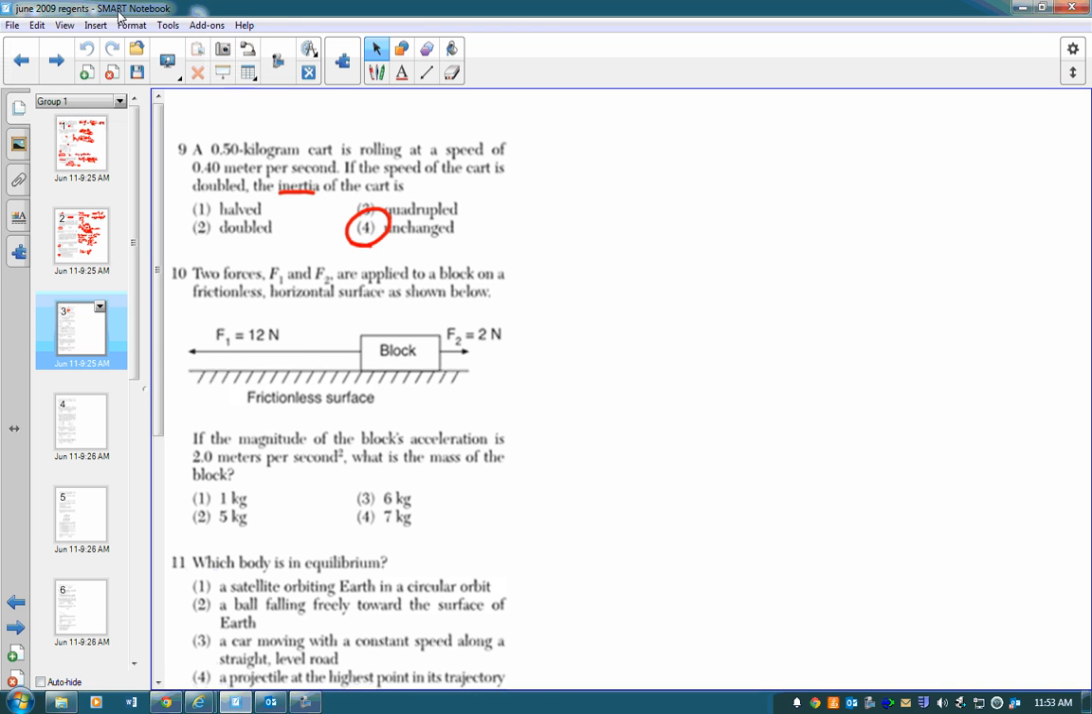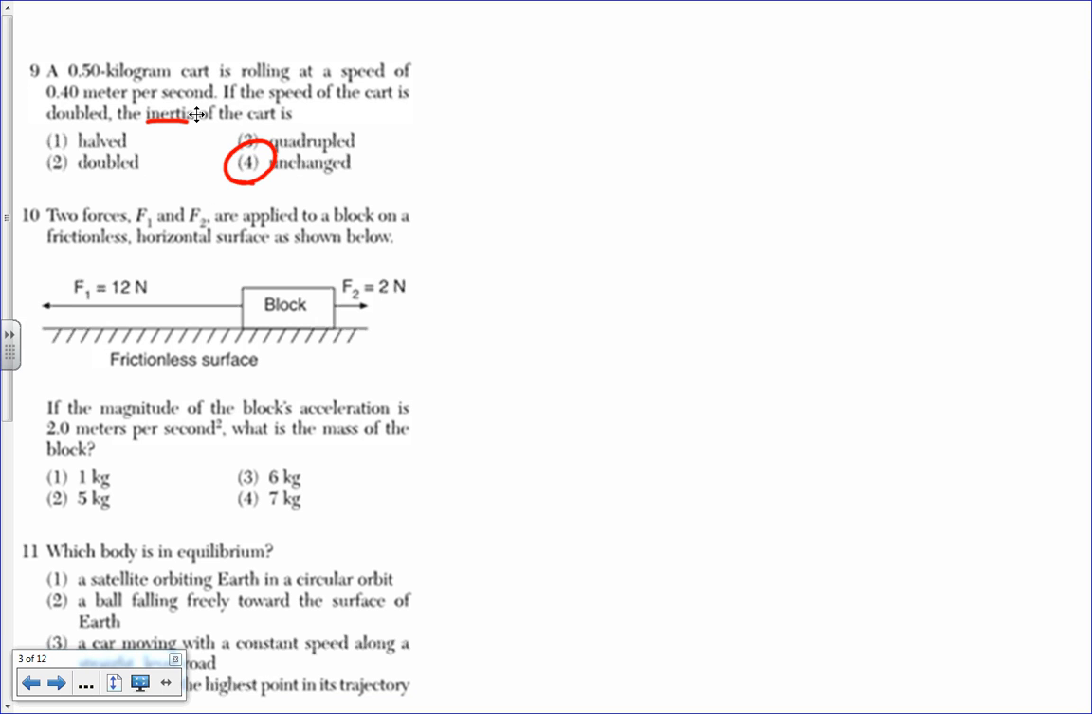So we're going to do part two here. We have a block that has two forces acting on it, and you're asked to find the mass of the block. But you're also told that the block's acceleration is 2 meters per second squared. So we know a equals F net over m. And if we do a little algebra, cross multiply by m, then divide by a, we get the mass is equal to the F net divided by a.